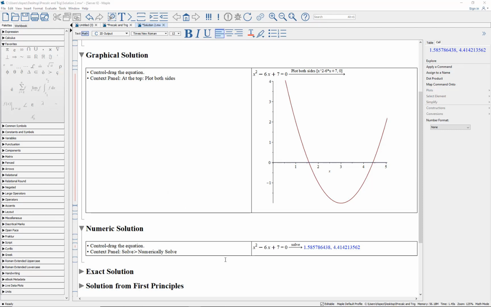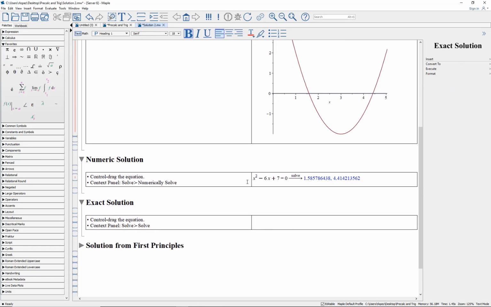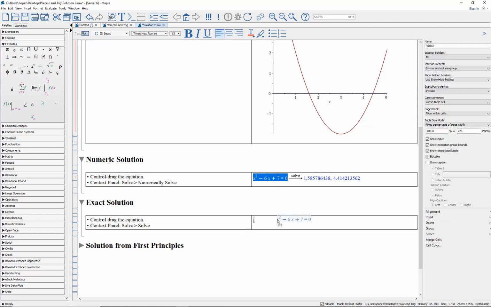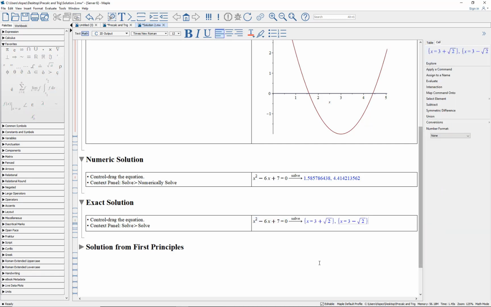An exact solution can be found from the context panel using the solve option. So we need the equation and solve. Two solutions, 3 plus or minus the square root of 2.